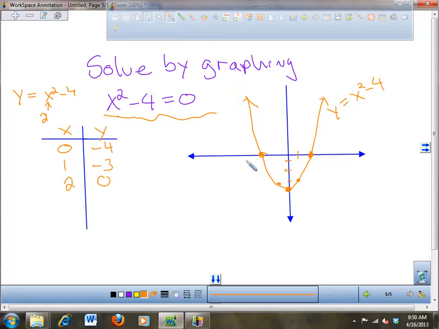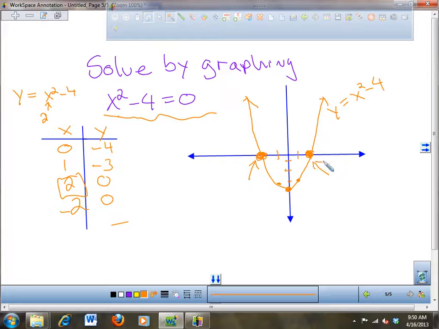Where's y equal to 0? Here and here, right? They're saying, what is x when y is 0? Well, in one place, x, this is one answer, and the other answer is this one. What's this point right here? Brian, what's this point right here? This is 2, 0, so what would this be? Negative 2, 0, okay? So that's your answer.